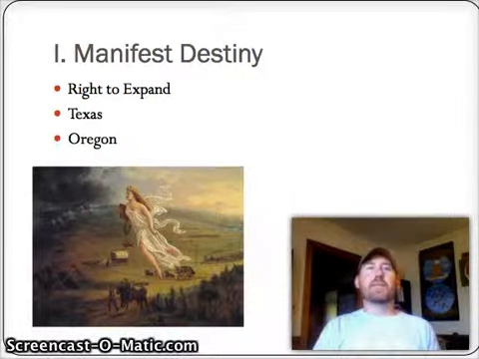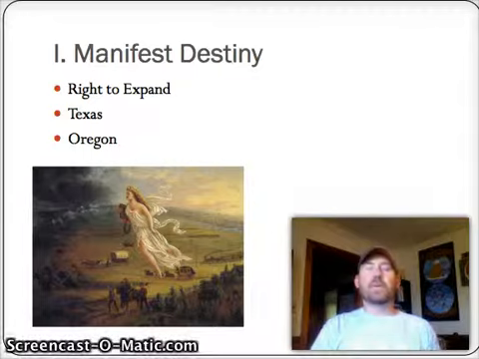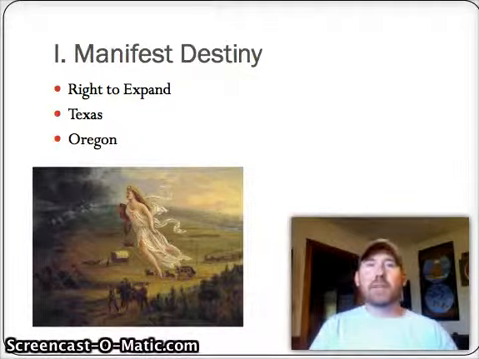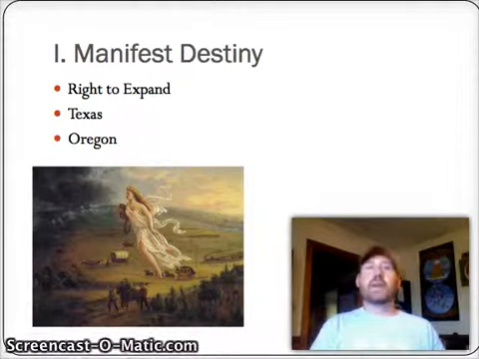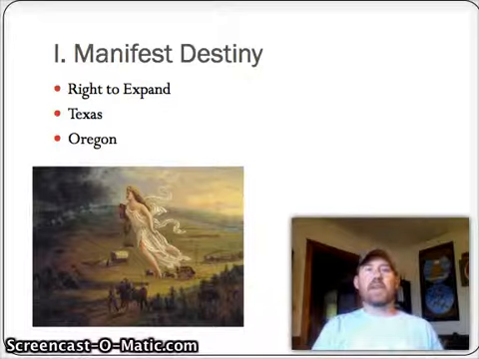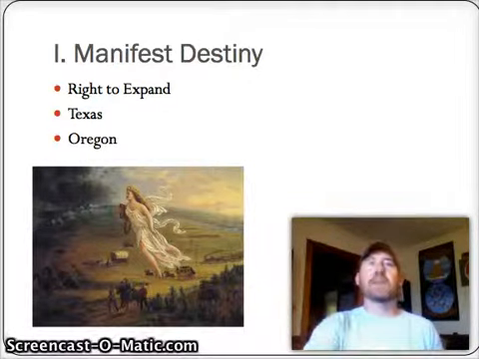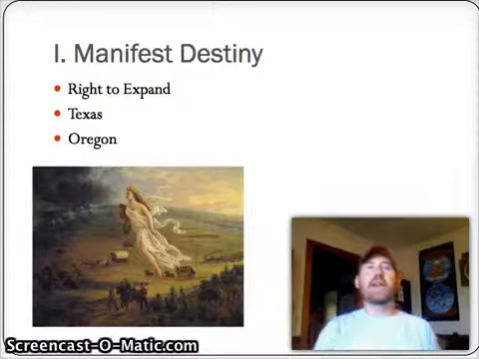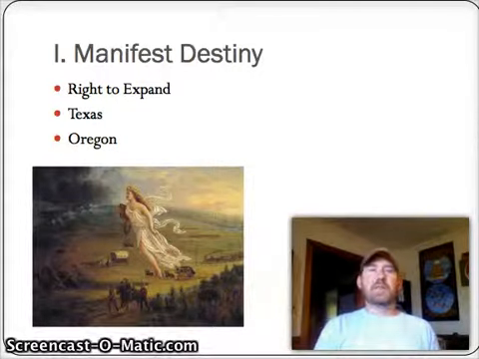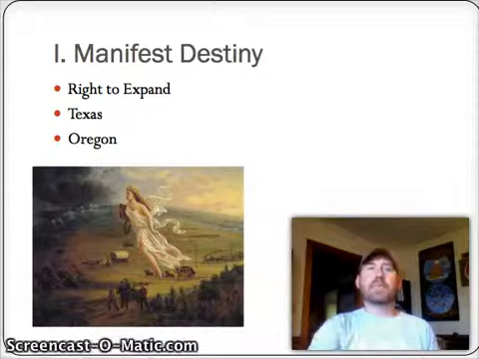Okay, so the first thing that we're going to deal with in this period is the concept of manifest destiny, which is where a large portion of the population in America believed that it was our God-given destiny to expand to the west, to take over lands, and basically just tie in the entire continent of North America. So the first aspect is it deals with the right to expand, and then out of that, the first two things are Texas and Oregon and acquiring those territories and turning them into states.